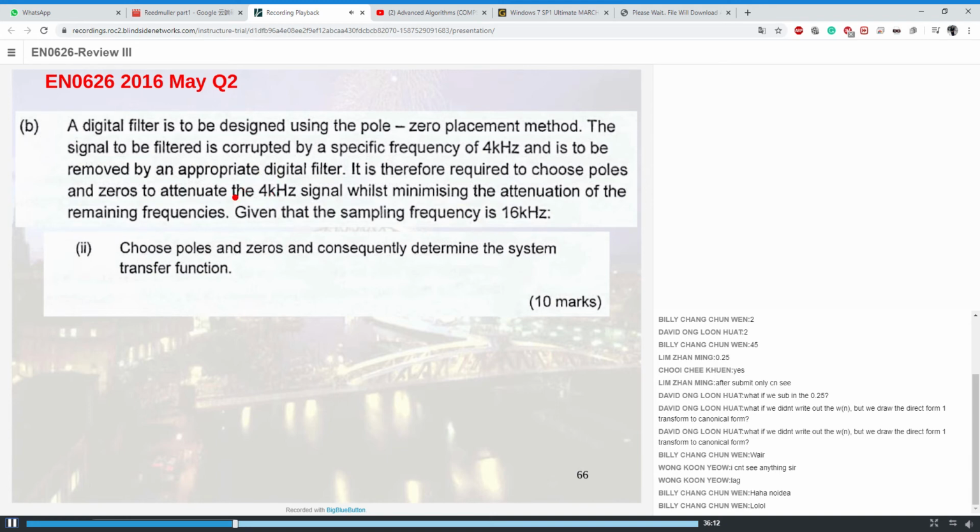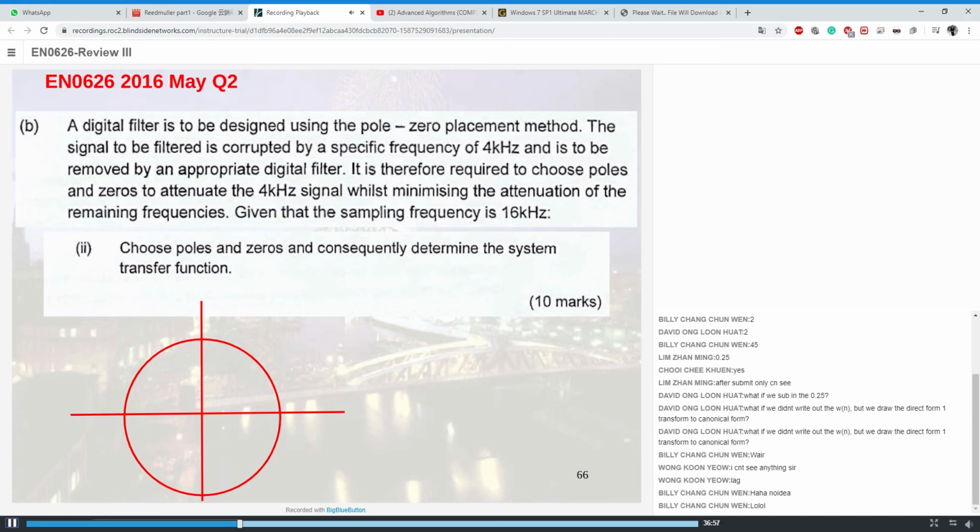The purpose is to minimize the attenuation after the filter, while suppressing the unwanted signal. You are given a sampling frequency of 16 kHz. Then choose the poles and zeros and determine the system transfer function. I already talked about this method, so let me draw some lines: the x-axis is the real of Z, and the y-axis is the imaginary of Z.